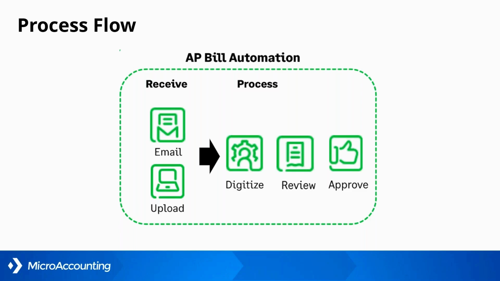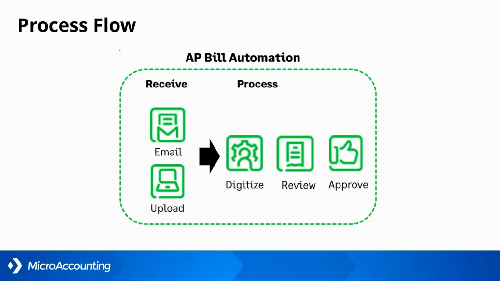So the process flow with the AP bill automation is that we, one, receive those bills in from our vendors, and we can get those into the system either through an email or through an upload. Then it's going to go through a process to digitize that. It's going to put in the information that it can populate from those different vendor invoices, give you an opportunity to review and approve those, and then process those through the AP process.